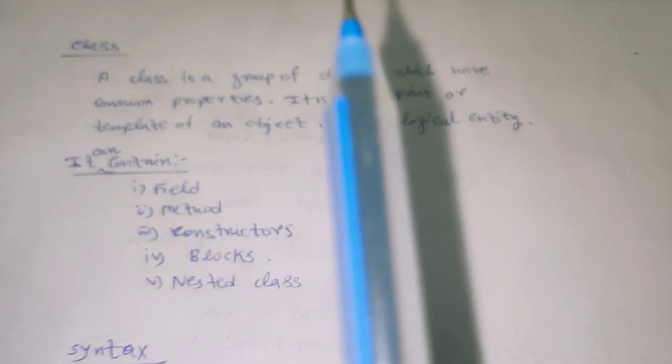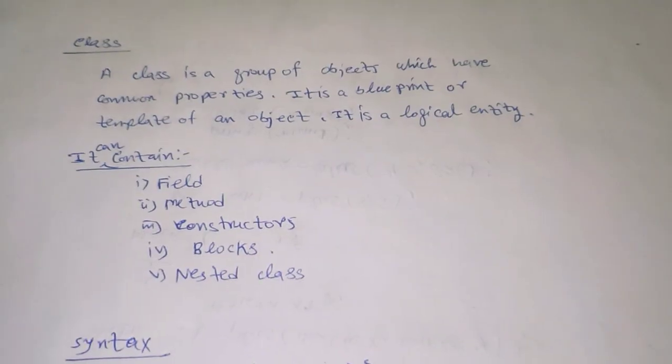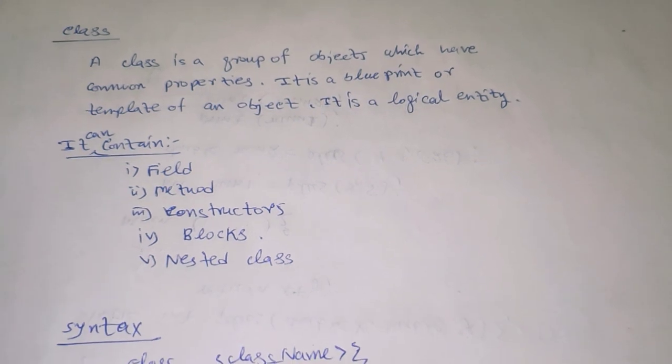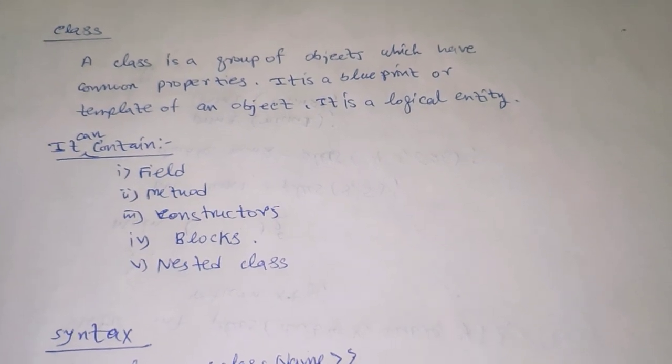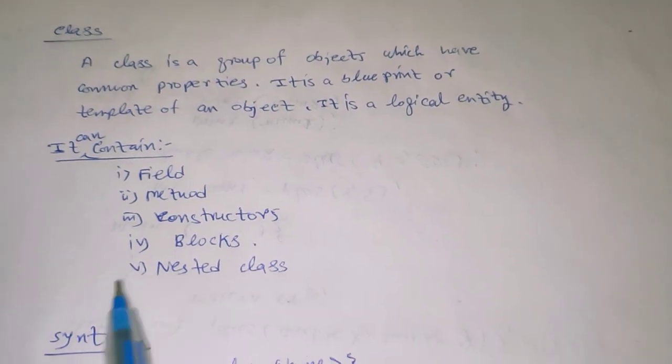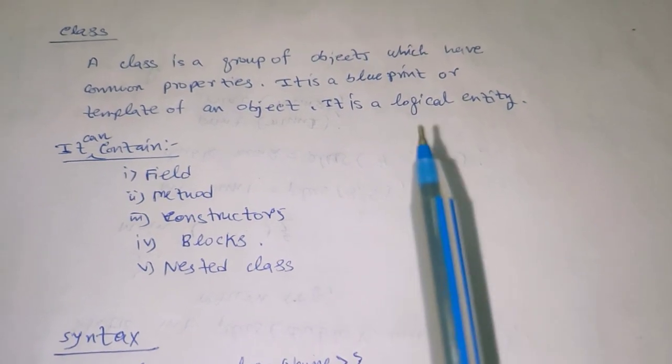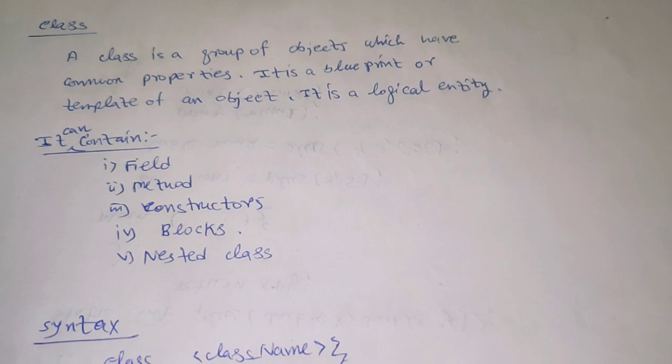But whenever we are talking about Maruti Suzuki or Honda, this is a type of car. This is an object. So it is a class. A class is a blueprint or template of an object, and it is not a physical entity, it is a logical entity.